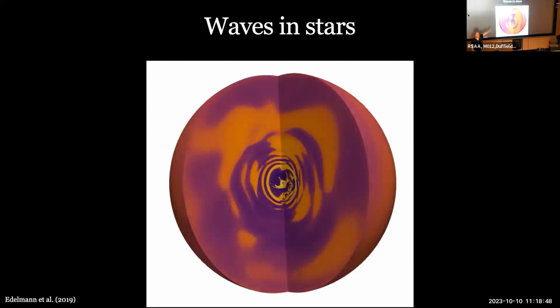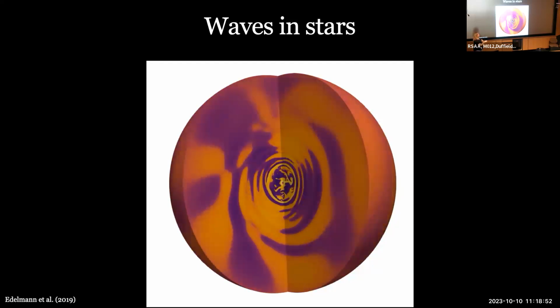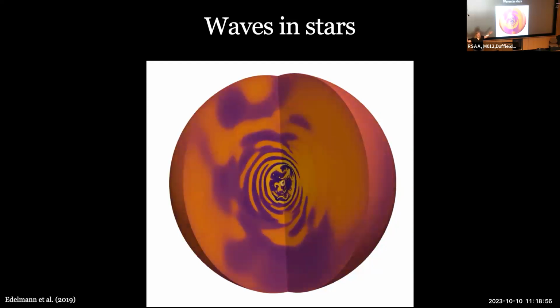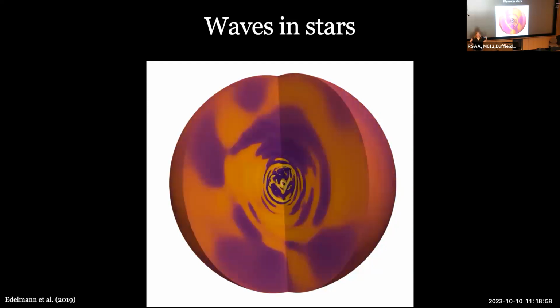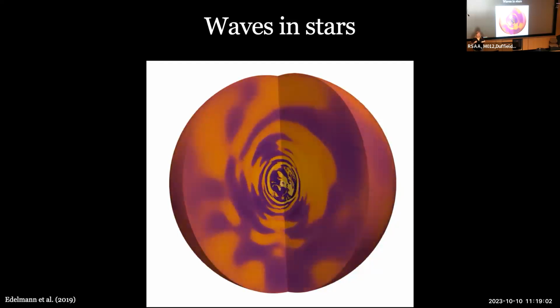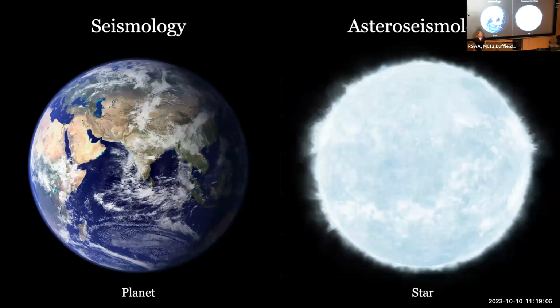So you have again here the convective core that's generating waves that you see as temperature fluctuations here that are propagating throughout the star. And you see temperature fluctuations at the surface, which corresponds to a variation in surface brightness of the star. Okay. Then when we're studying waves in planets, we're using seismology. And if we're studying waves in stars, we're using asteroseismology instead.